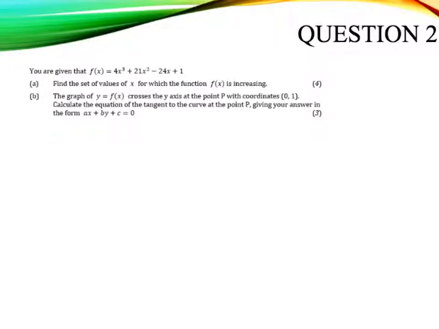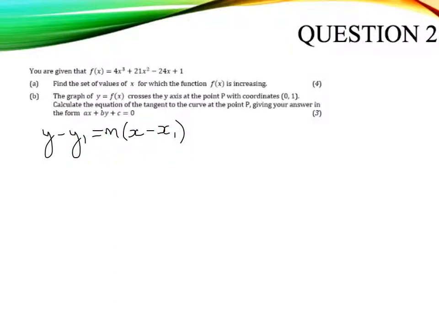Part B says the graph of y equals f of x crosses the y-axis at the point P with the coordinates 0, 1. Calculate the equation of the tangent to the curve at point P, giving your answer in the form ax plus by plus c equals 0. Okay, well, an equation of a line we can write in the form y minus y1 equals m(x minus x1). And we can do it like this when we've been given a coordinate, and we have been given a coordinate that it crosses through, 0 and 1. So I actually know x1 is 0, y1 is 1.